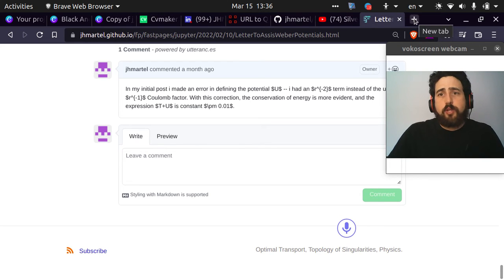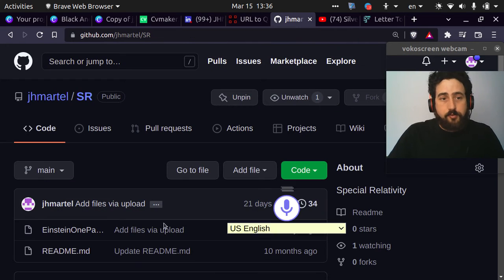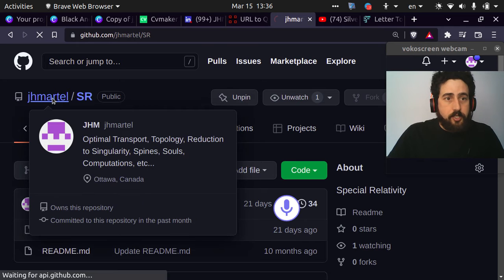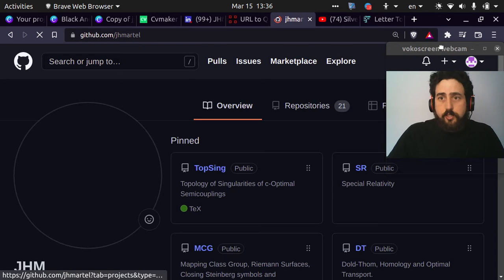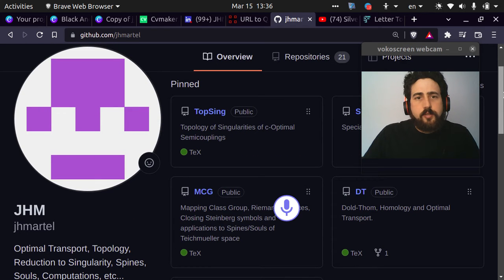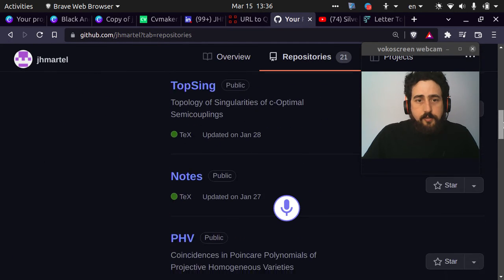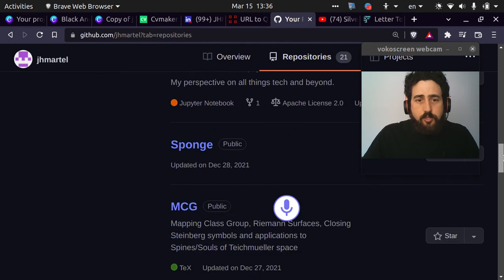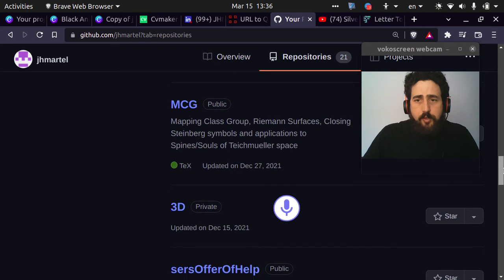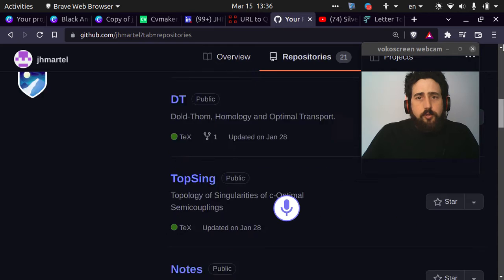Now let me throw in another topic here. This is kind of abstract. It's not really abstract. It's fundamental physics, which thanks to Orion Energy and Electric Universe is being transformed. I have my Dol-Tom, homology and optimal transport. I have to work on that. Medial axis theorem, projective homogeneous varieties, some ideas on the sponge, mapping class group, I love that. Some older things.